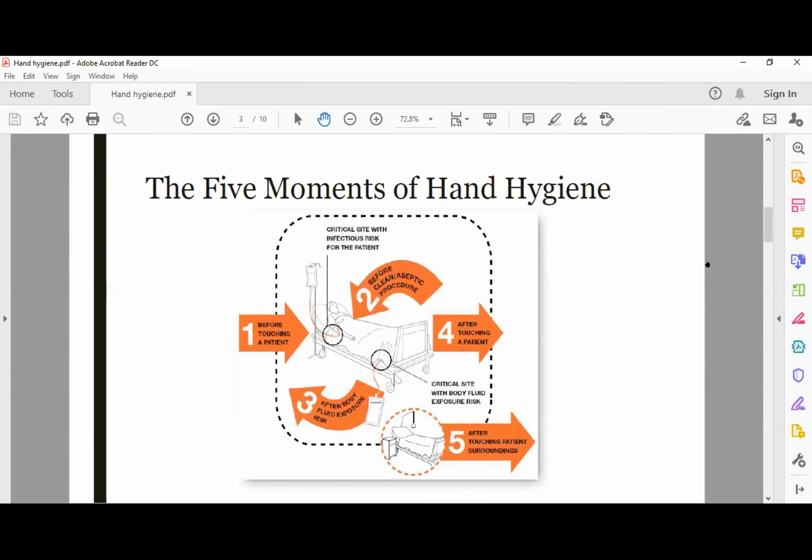So these are the 5 moments of hand hygiene. The first one is before touching a patient. The next one is before clean or aseptic procedure. The third one is after body fluid exposure risk. The fourth one is after touching a patient, and the last one is after touching the patient surroundings. And hand hygiene must be performed in all indications described, regardless of whether gloves are used or not. Next.